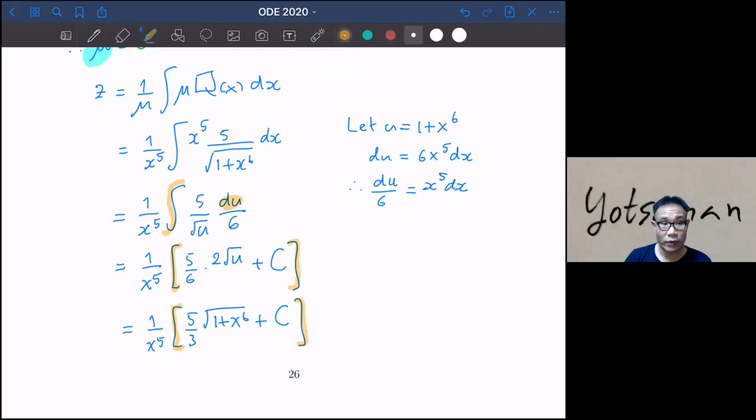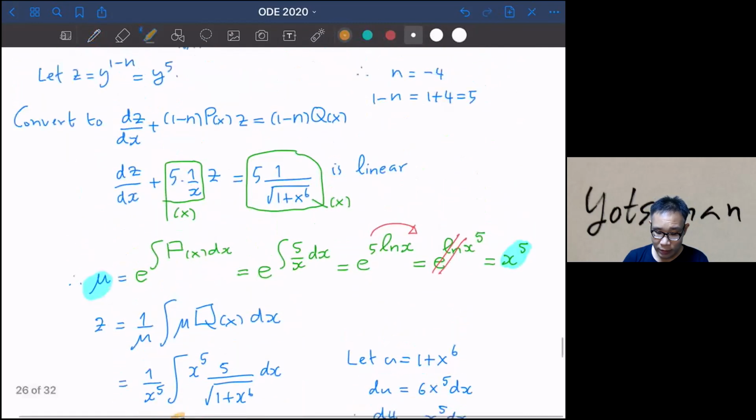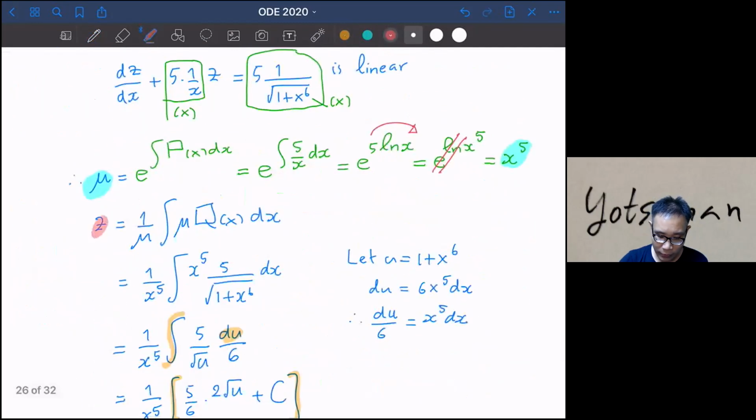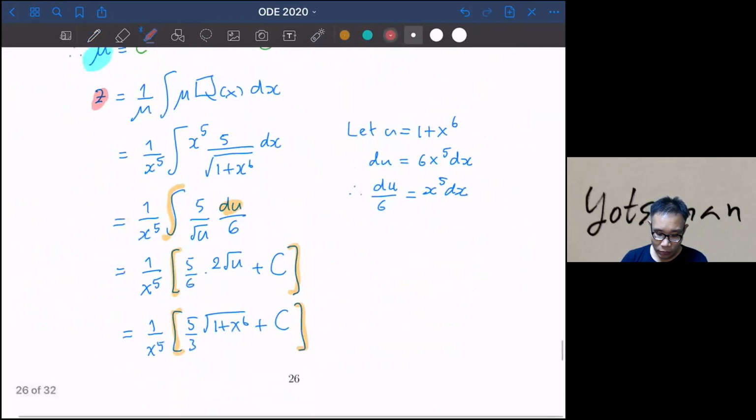We need to answer in terms of x and y. So what is z? You have z equal to y to the fifth, so z will at the end change to y to the fifth. This will be your final answer in terms of x and y. So that is how we solve the Bernoulli equation.